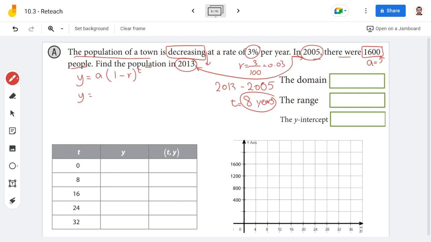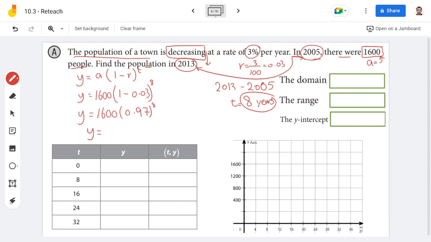Now a is equal to 1,600. 1 minus r, which is 0.03, to the power of t, which is 8 years. y is equal to 1,600 times (1 minus 0.03). You can do it in the calculator if you don't know, guys. 1 minus 0.03 is equal to 0.97, all of that to the power of 8.